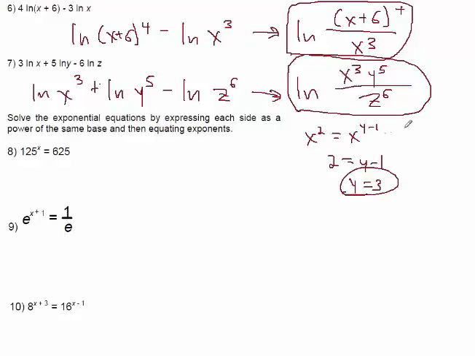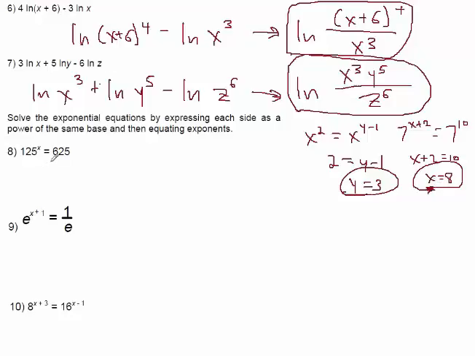Same thing is true, for example, if I say 7 to the x plus 2 equals 7 to the 10th, well, then they have the same base, so x plus 2 has to equal 10. So x is 8. Problem is, first you have to get it to the same base, otherwise you can't do this. Well, let's see by number 8.